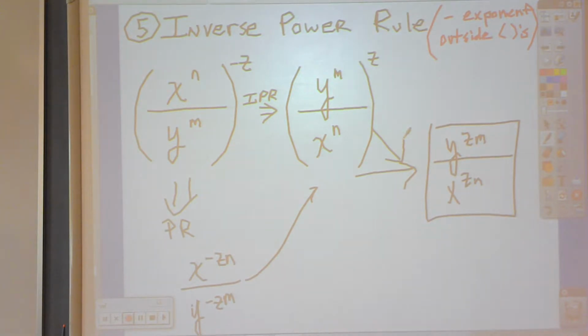Would it be the same if you wrote it y to the m z, and x? Yeah, same thing. 2 times 3 is the same as 3 times 2. So z times m is the same as m times z.